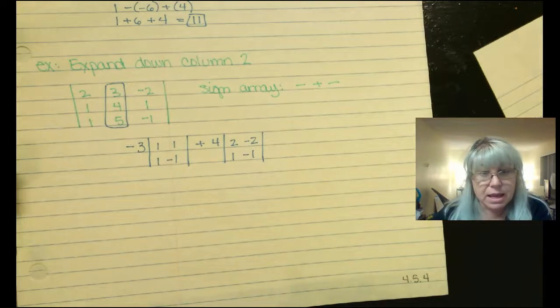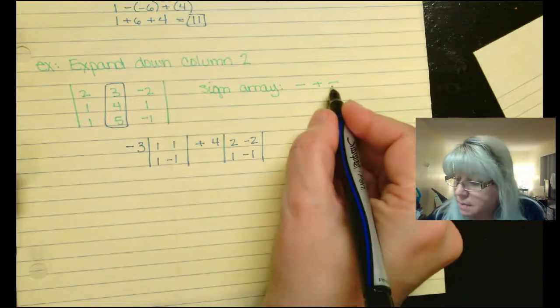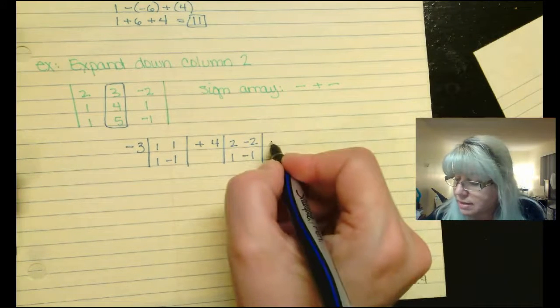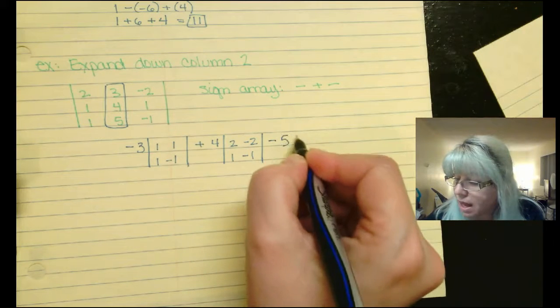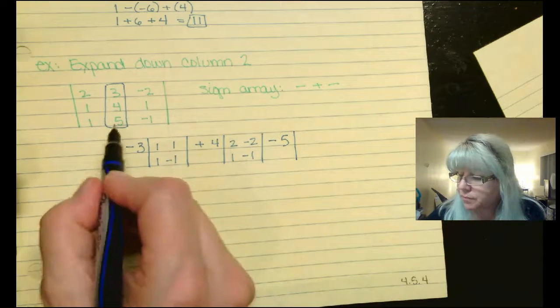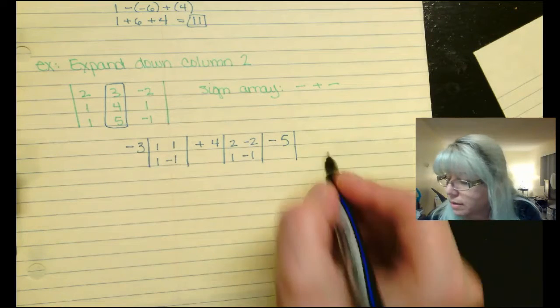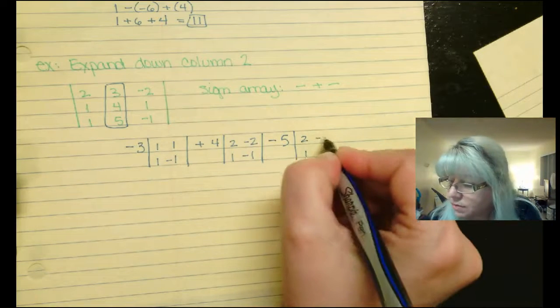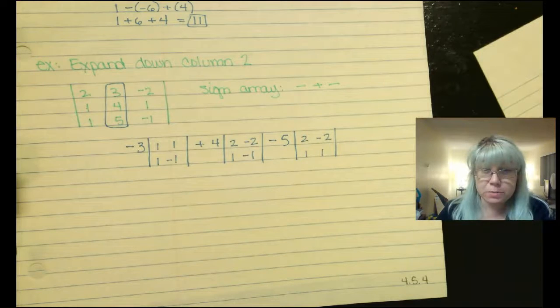Right. Last element of that column is 5, and the sign for my last sign array is a subtract. 5 with its minor. Cover up that, it leaves 2, 1, negative 2, 1. Now I've got to figure out those determinants.